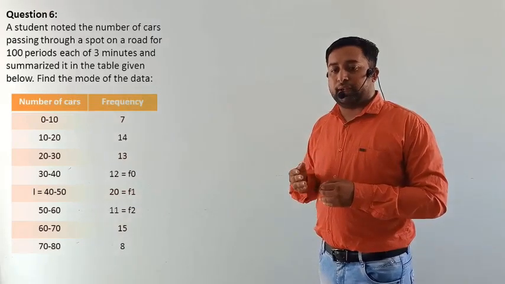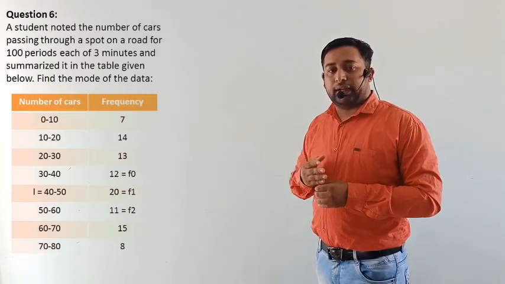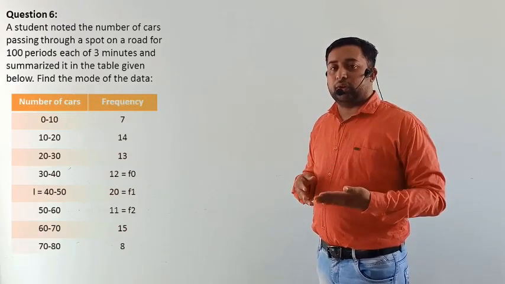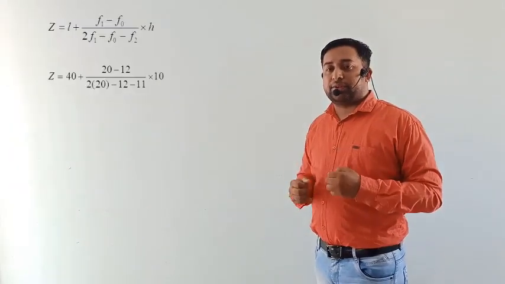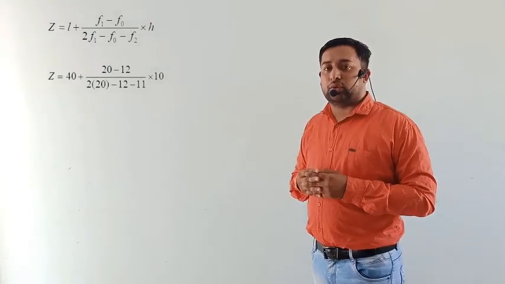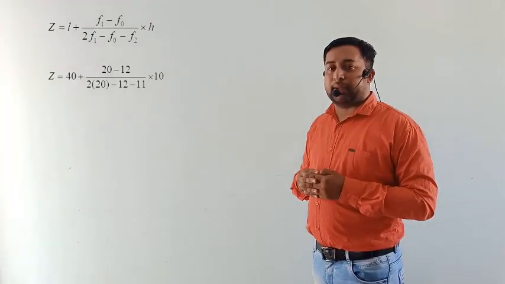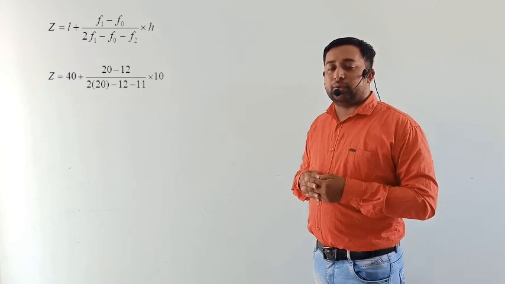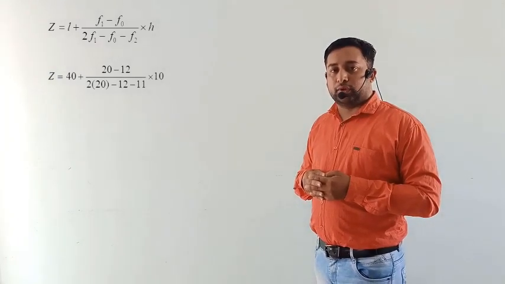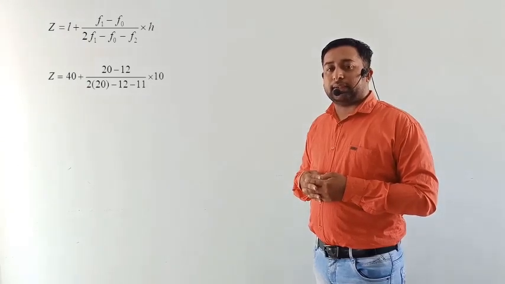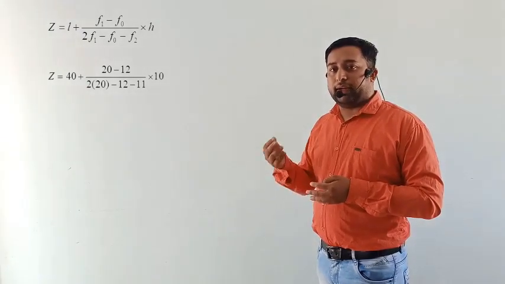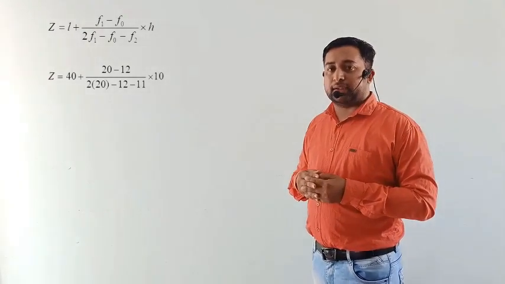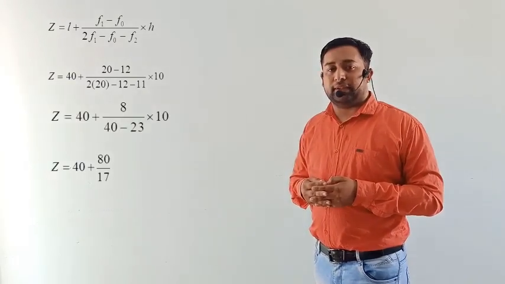So let's check 0 to 10. 10 minus 0, 10. 10 to 20, 20 minus 10, 10. You will know, or else you will check, that all the class lengths are 10. Substituting all this data in our formula Z is equal to L plus F1 minus F0 upon 2F1 minus F0 minus F2 into H. Our L is 40 plus F1 minus F0, 20 minus 12, divided by 2 into 20 minus 12 minus 11, multiplied with H, 10.